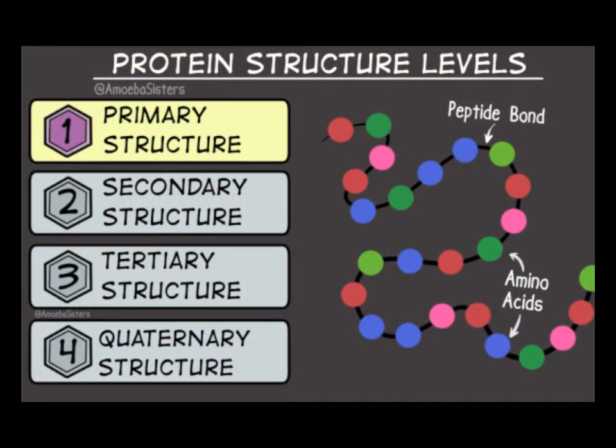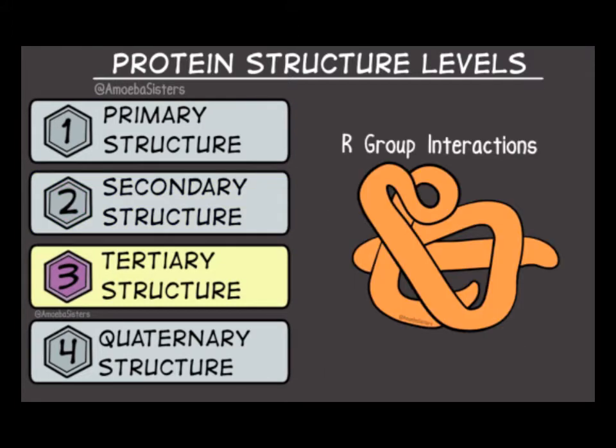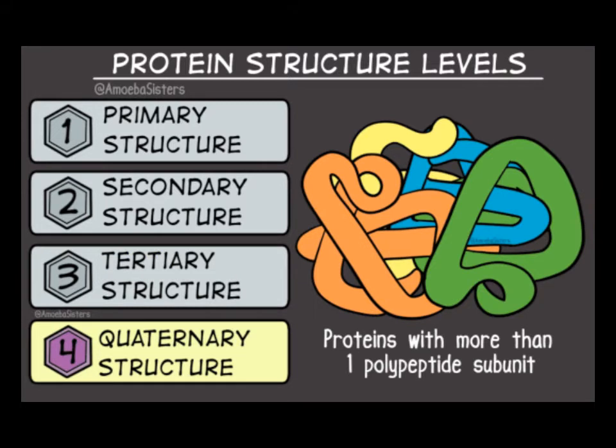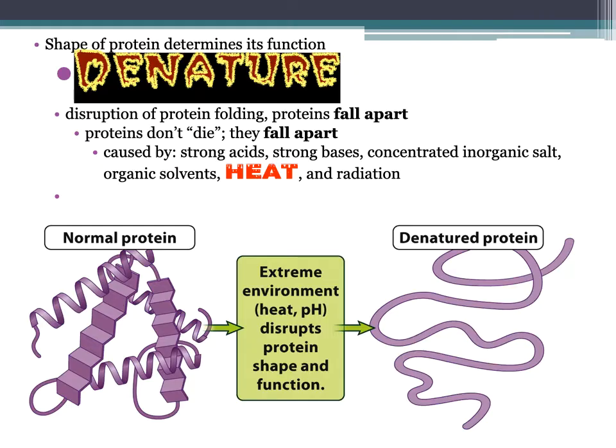So here's a nice little GIF. Primary structure, then secondary structure with the helix and the sheet. The tertiary structure gives you a blob, and then more than one blob is the quaternary structure. The shape's going to tell it what it does. That's the shape of the protein determines its function.